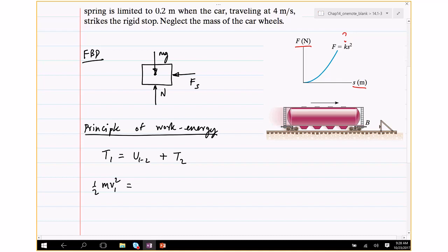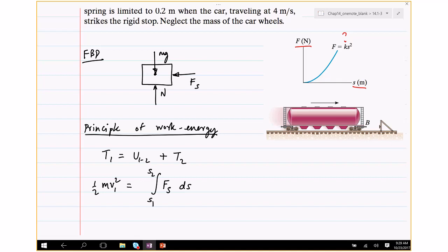Now we are only interested in the motion in the x direction, so we only need to consider the work done due to forces in the x direction. The only force in the x direction is Fs, times ds. And I need to integrate this from S1 to S2. Now, that's the magnitude. I need to put the right sign.